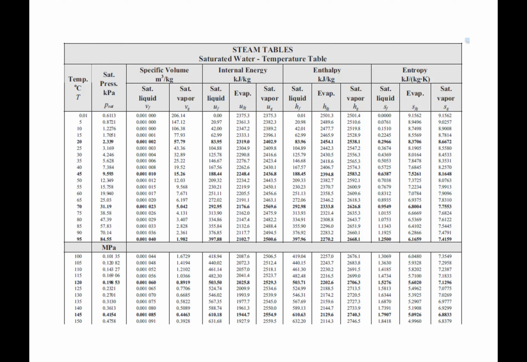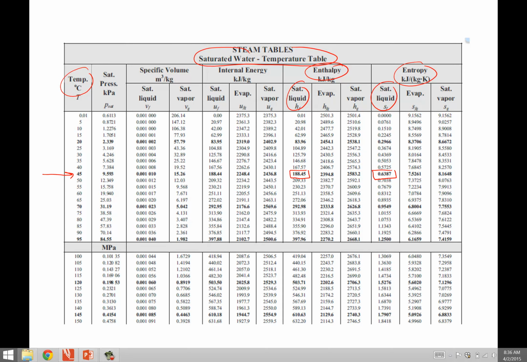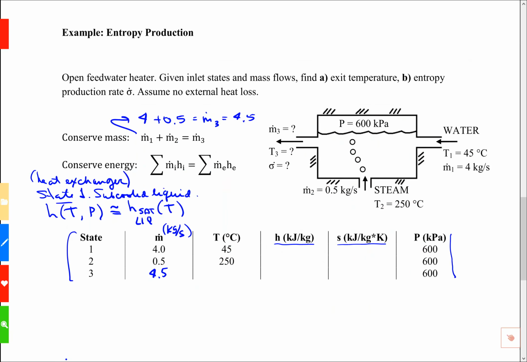So state 1 is, here's a saturated water table on temperature. Here's temperature in C. 45 degrees is here. We're looking for the saturated liquid value of the enthalpy and the saturated liquid value of the entropy. So coming across here, the enthalpy value we want is 188.45, and the entropy value we need is 0.6387. Let's transfer those values back to my little table here. So we've got, for state 1, 188.45, and for the entropy, I'm going to round this off, 0.639.